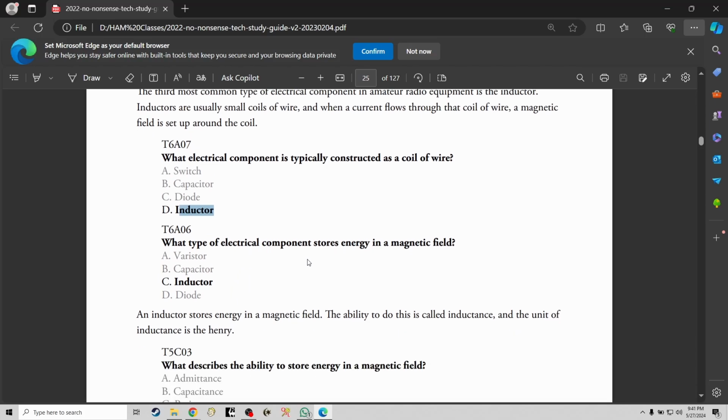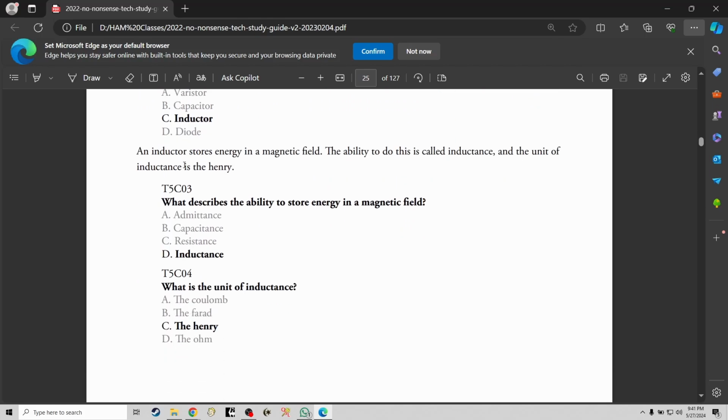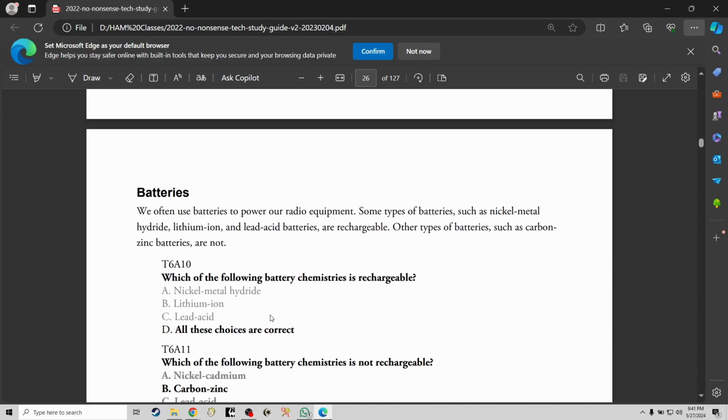What type of electrical component stores energy in a magnetic field? That's an inductor again. Again, the inductor stores energy, and the ability to do so is called the inductance. And the unit of inductance is the Henry. What describes the ability to store energy in a magnetic field? Inductance. All right. And how do you measure inductance? By Henrys. All right.